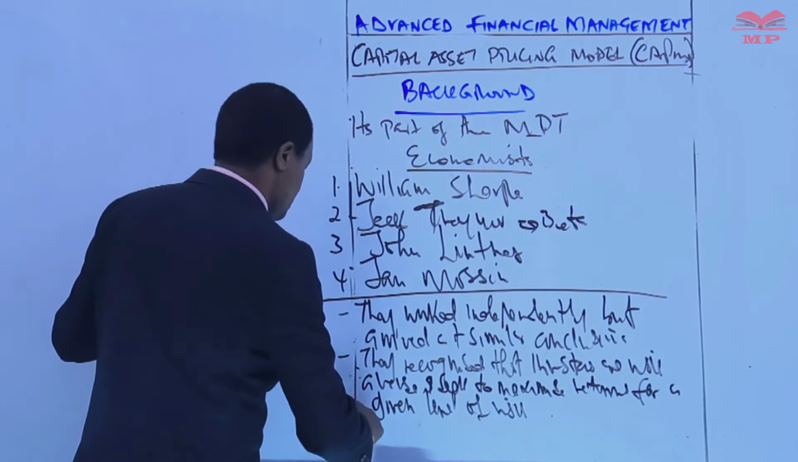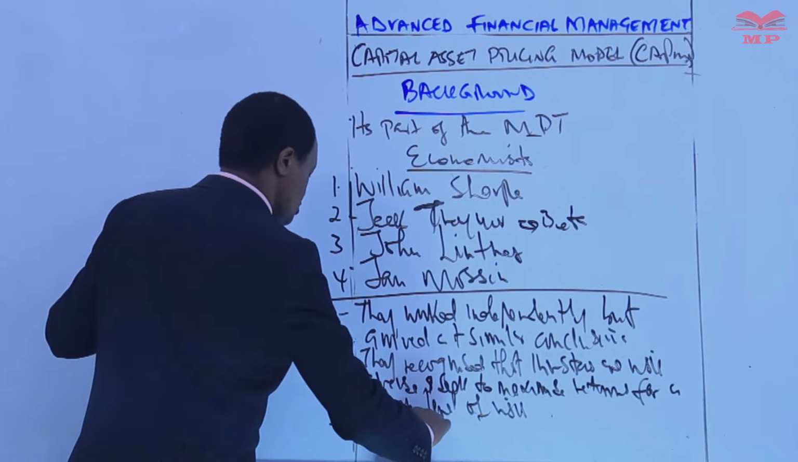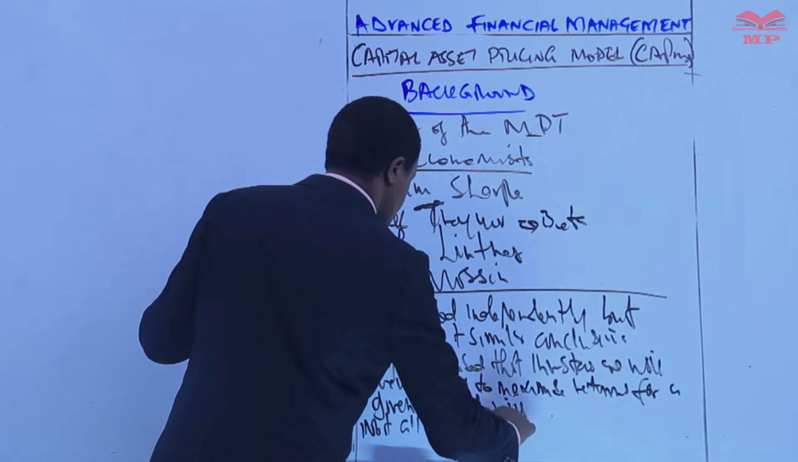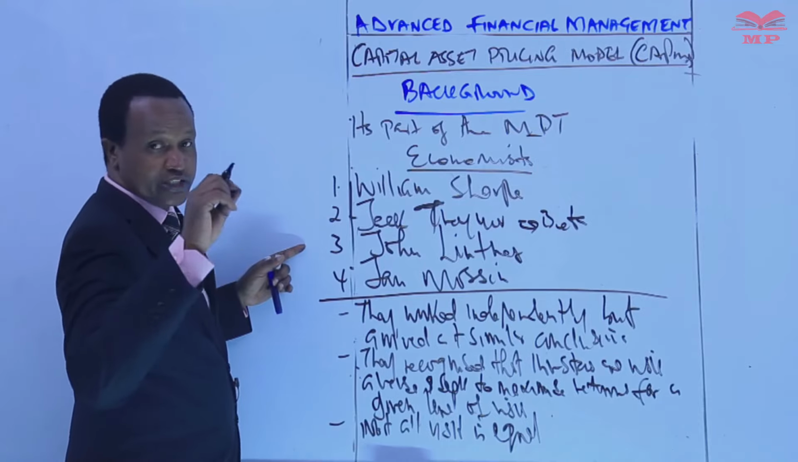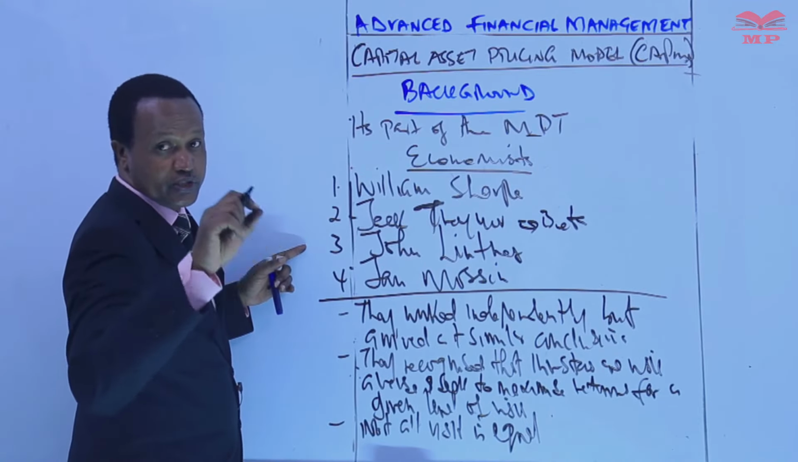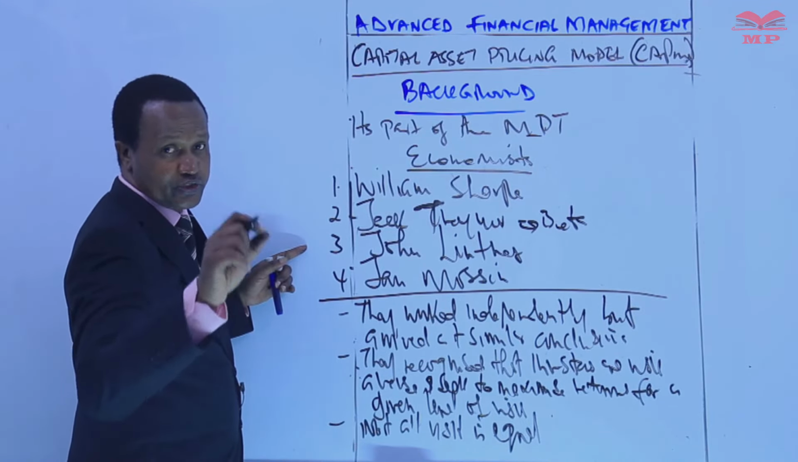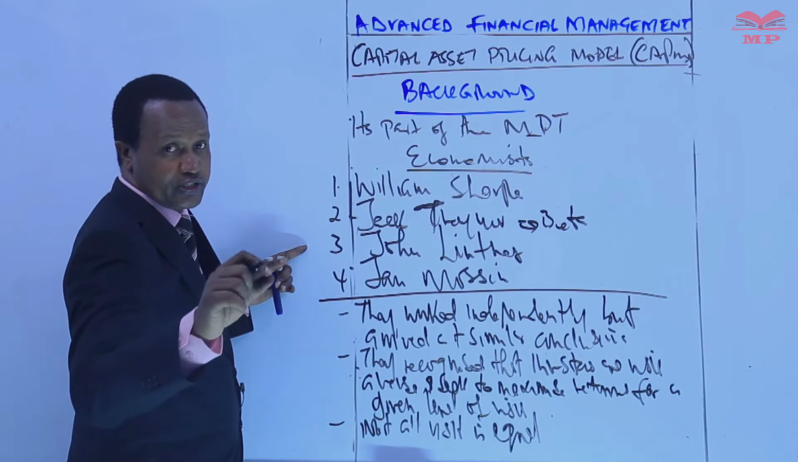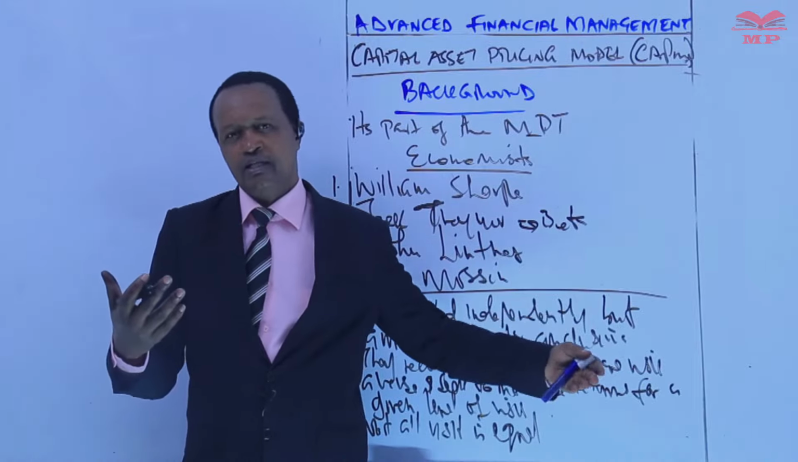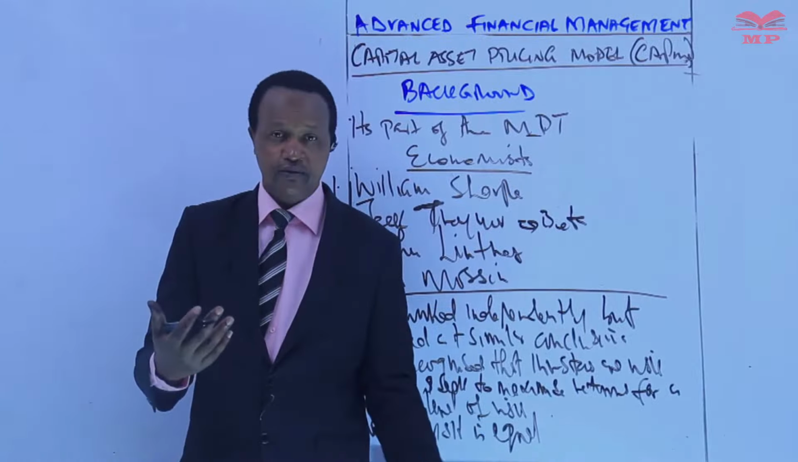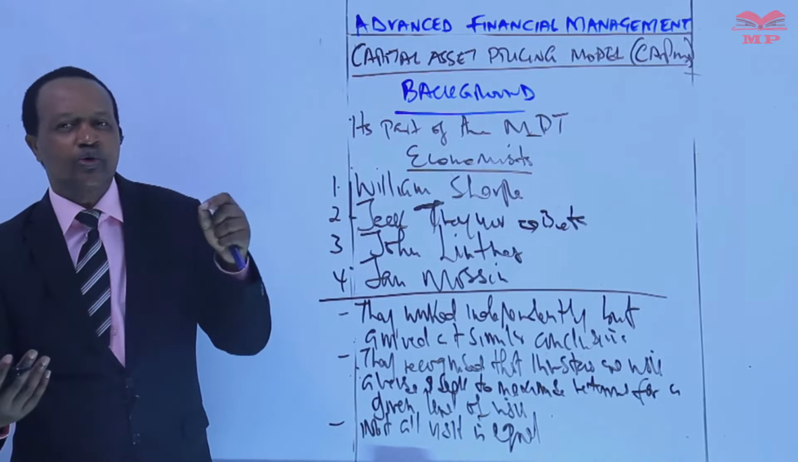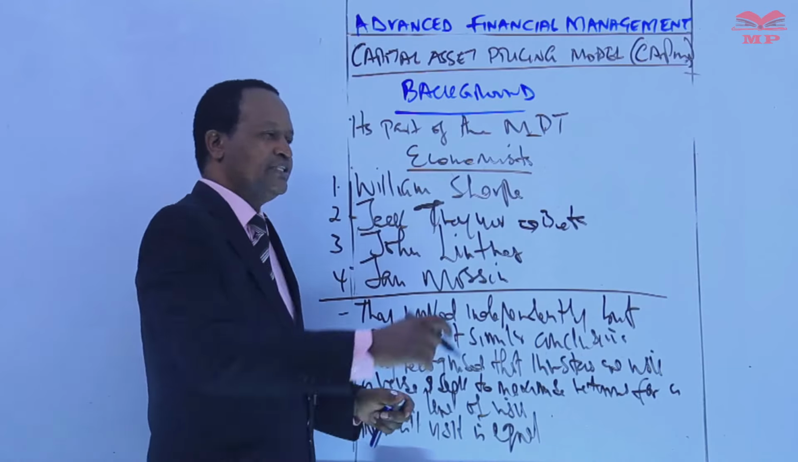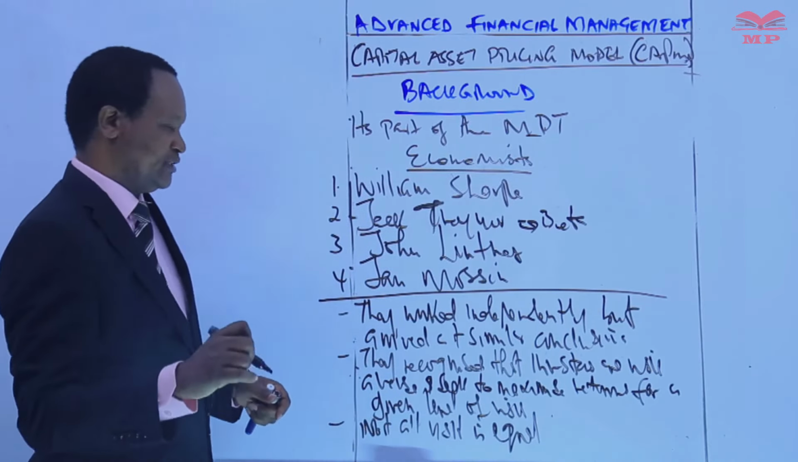They understood that not all risk is equal. Some risks, such as those associated with specific companies or industries, can be diversified away by investing in a well-diversified portfolio. However, there is one type of risk that cannot be diversified away, which is the systematic risk.